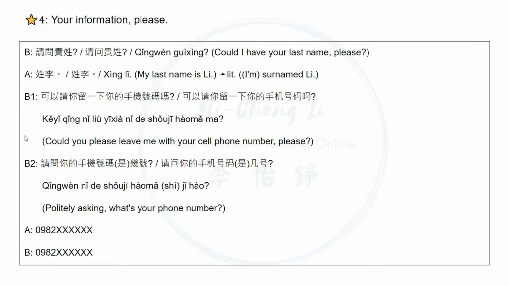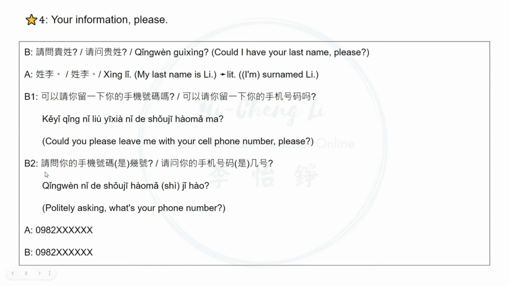We have 2 ways to say this part. One is 可以请你留一下你的手机号码吗？可以 means may I, could, able to, and so on. May I politely ask you, 请你留一下, leave something briefly, in a short time. 留一下你的手机号码, your cell phone number. 手机 is cell phone, 号码 is number. 吗 is the particle at the end to make the sentence into a yes/no question.